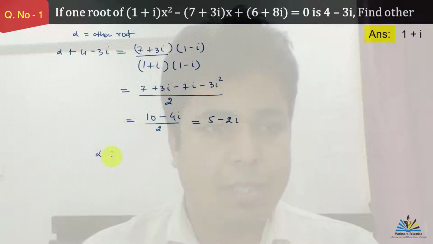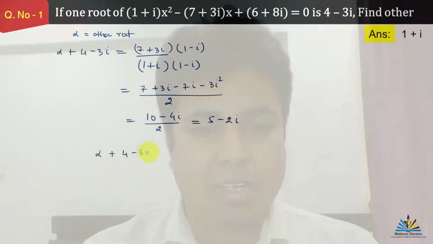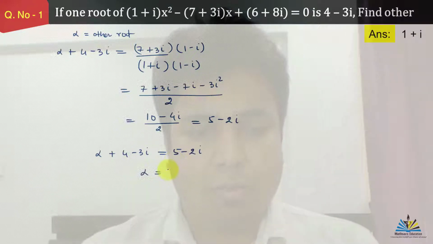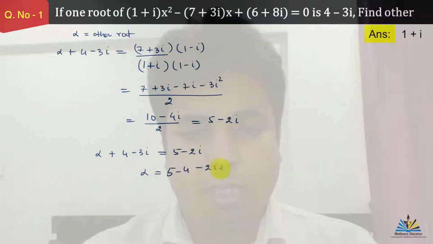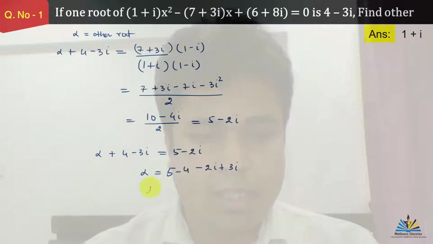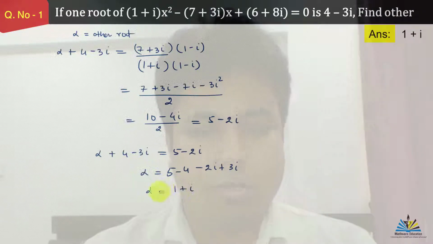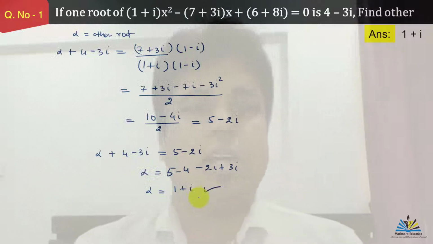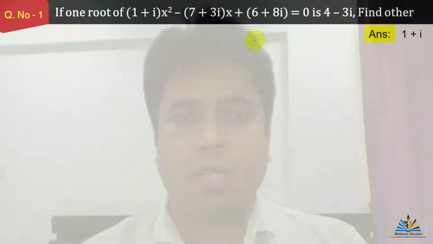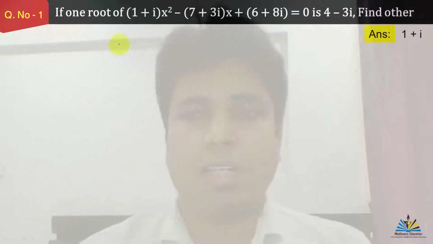So alpha plus 4 minus 3i is equal to 5 minus 2i. Hence alpha is equal to 5 minus 4, minus 2i plus 3i, that is alpha is equal to 1 plus i. So 1 plus i is the other root. If we think of the product of roots, then we can check it out.